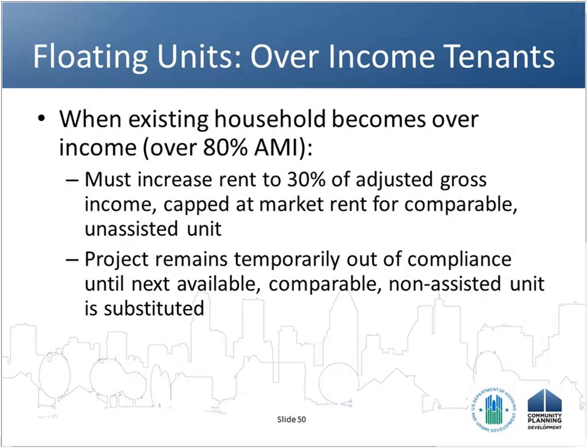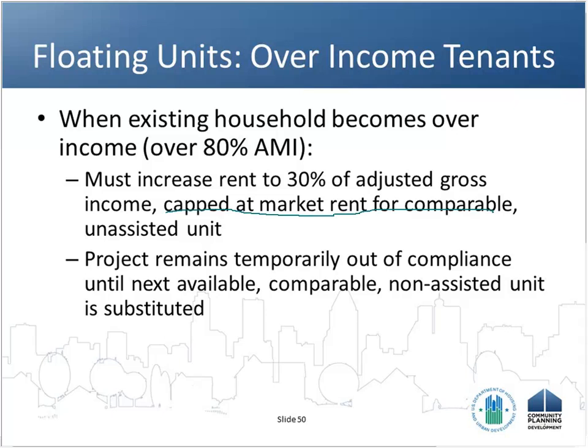So with a floating unit, when we have an existing household that goes over that 80% area median income, we're going to do similar to what we did for the fixed unit, but we are going to be a little less aggressive here. We're going to calculate what 30% of their adjusted gross income is, but in this case, we're going to cap that at the market rate for comparable units.